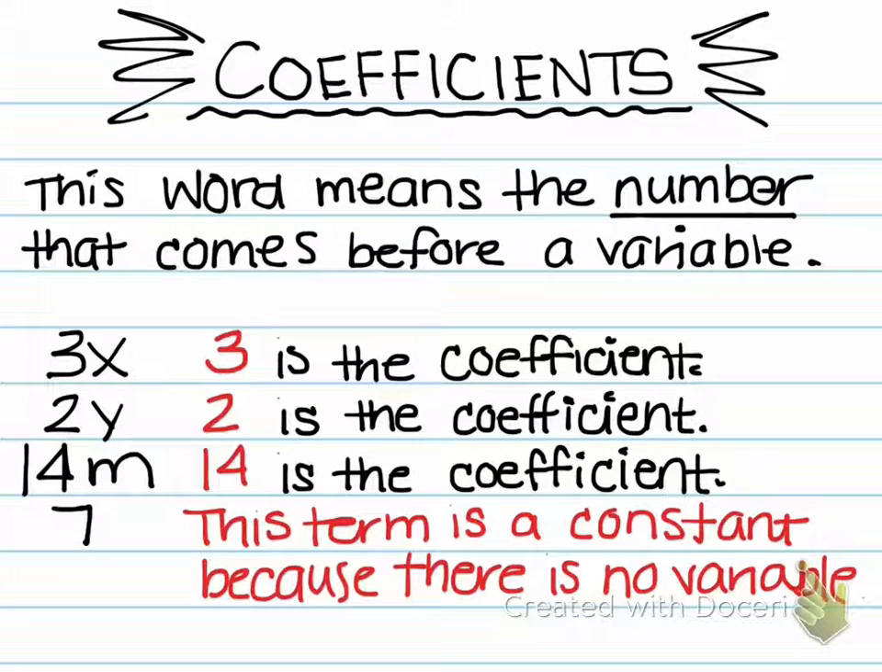So coefficients. This word just means the number that comes before the variable. So 3x, 3 is the coefficient. 2y, 2 is the coefficient. 14m, 14 is the coefficient. 7, this term is a constant, because there's no variable. The other ones all have a variable that we don't know. So 7 is the constant. I'll pause here.